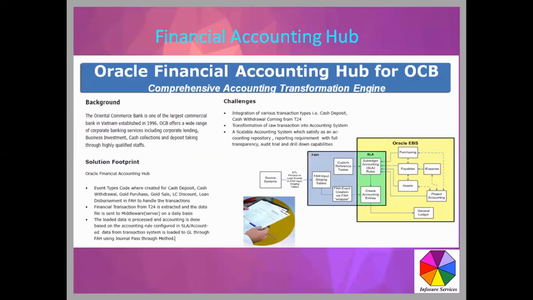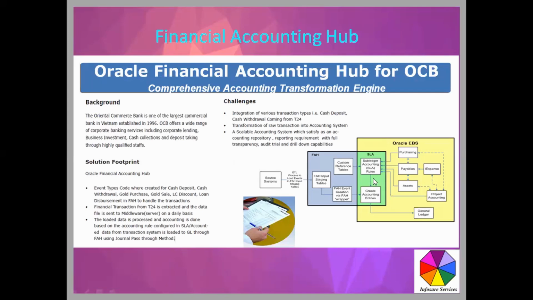This is a niche product. This is not a regular product. You will not find this in an ERP system typically. It's a niche because the ERP system started only recognizing an accounting transaction at one point, but there is accounting happening all over. Look at this, this is Oriental Commerce Bank in Vietnam.